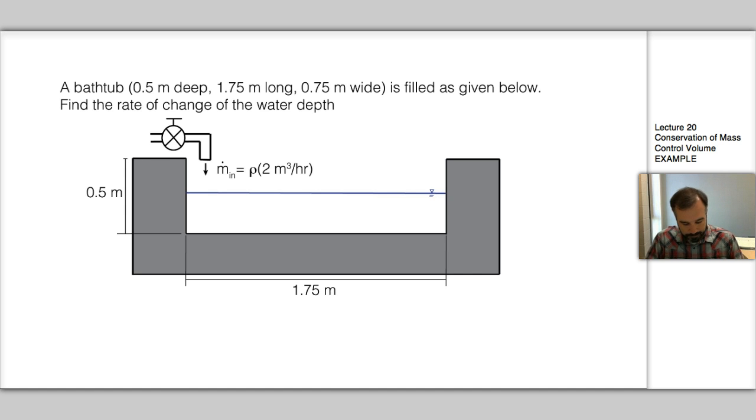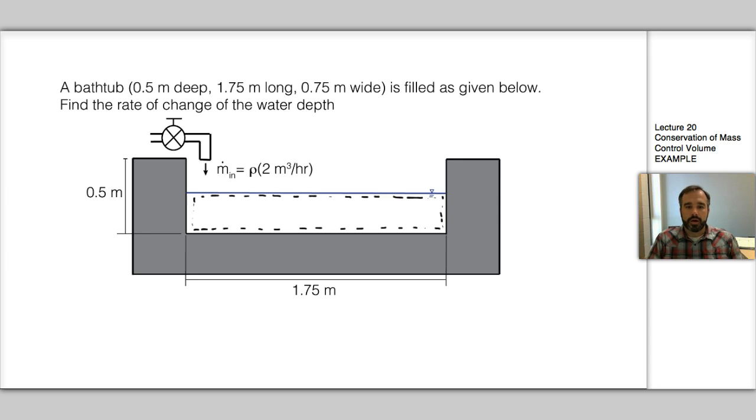So let's do that. In this case, I'm going to pick a control volume that follows the outline of the bathtub, like this, along the bottom, and then across the surface. Right, like that. So that's our control volume.